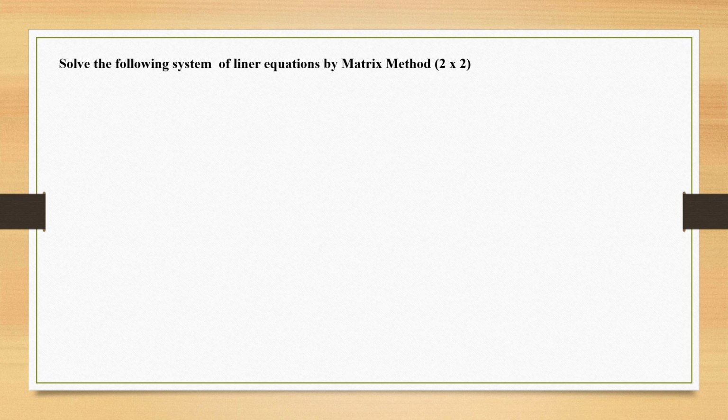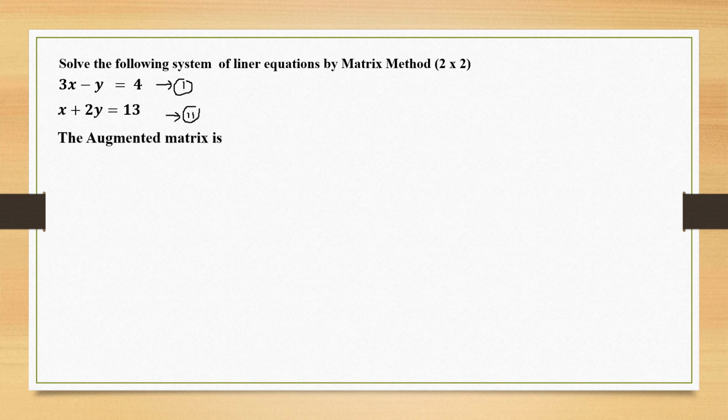For example, here we have a 2 by 2 system of linear equations having two variables x and y. The first equation is 3x minus y is equal to 4. This is equation 1. And the second equation is x plus 2y is equal to 13. So this is the second equation.